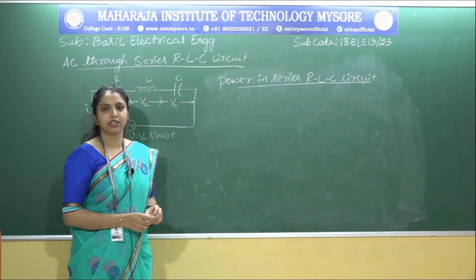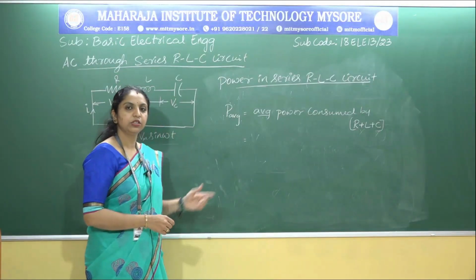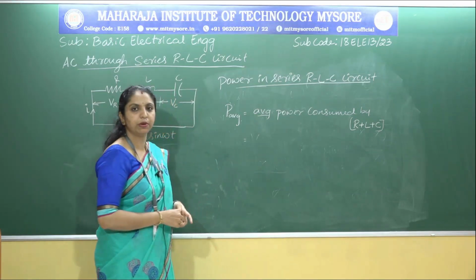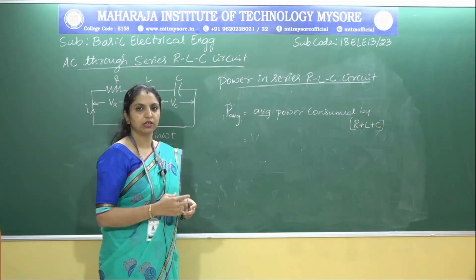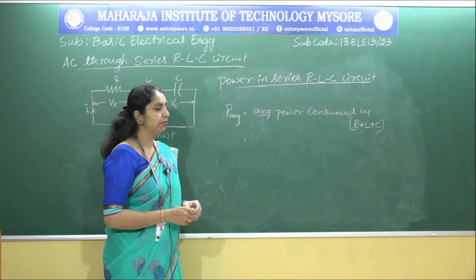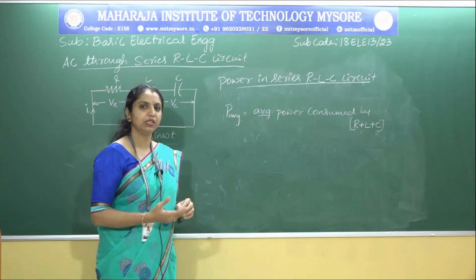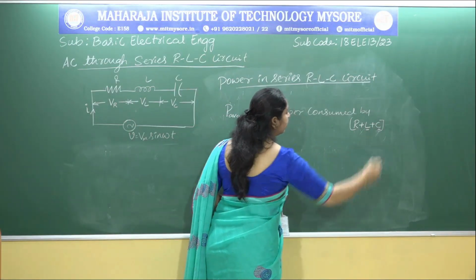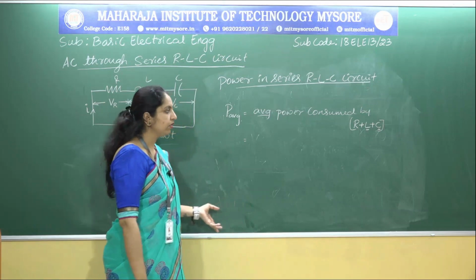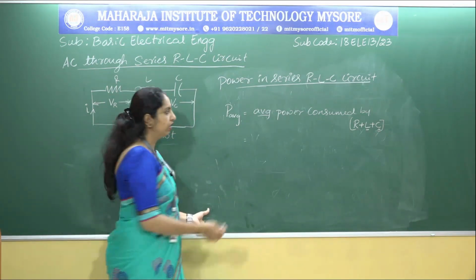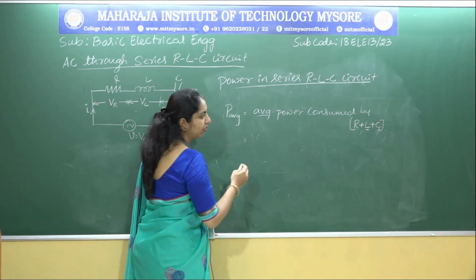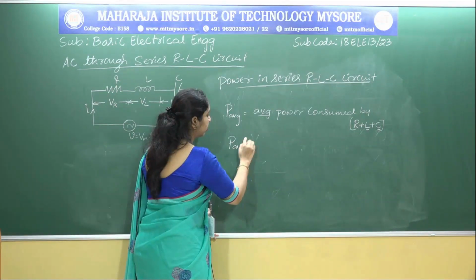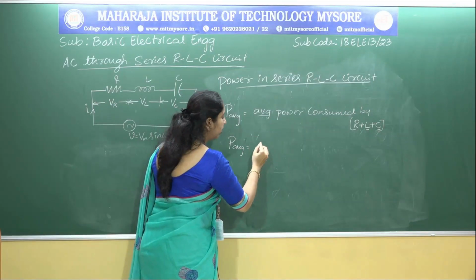Now we have power in the series RLC circuit. Here average power can be defined as the average power consumed by the R plus L plus C elements. Since the power consumed by L and C is 0, they will not consume any power. So since there is no power consumption in the L and C elements, finally the average power is equal to the power consumed by only R.